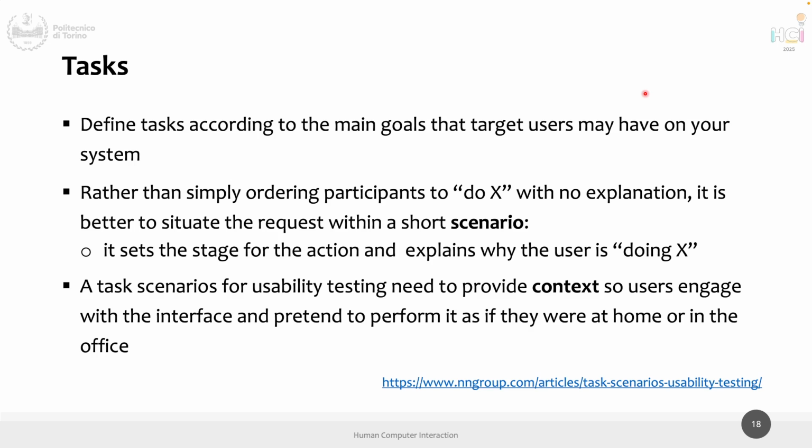So rather than simply saying "do X" with no explanation, most of the time it's better to situate the request with a short scenario, something that sets the stage for the action and explains why the person needs to do X. A task scenario for usability testing needs to provide a context so the people can engage with the interface and pretend to perform it as if they were in a real-world context, be it at home, in the office, or out in the world.